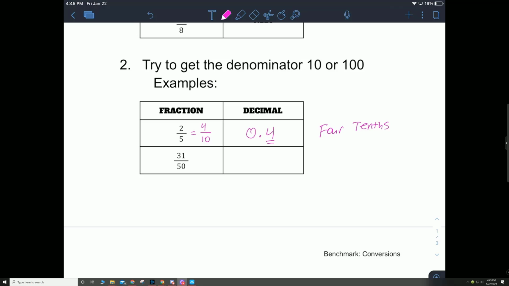Obviously, you can't turn that into a denominator of 10, because 31 is prime. But you could turn that into a denominator of 100 by doubling the top and the bottom. If you double 31, you get 62, and if you double 50, you get 100. So this fraction is known as 62 hundredths. And so as a decimal, that would just be 0.62, because this is the hundredths place, and there are 62 hundredths in that. So that would be the decimal.